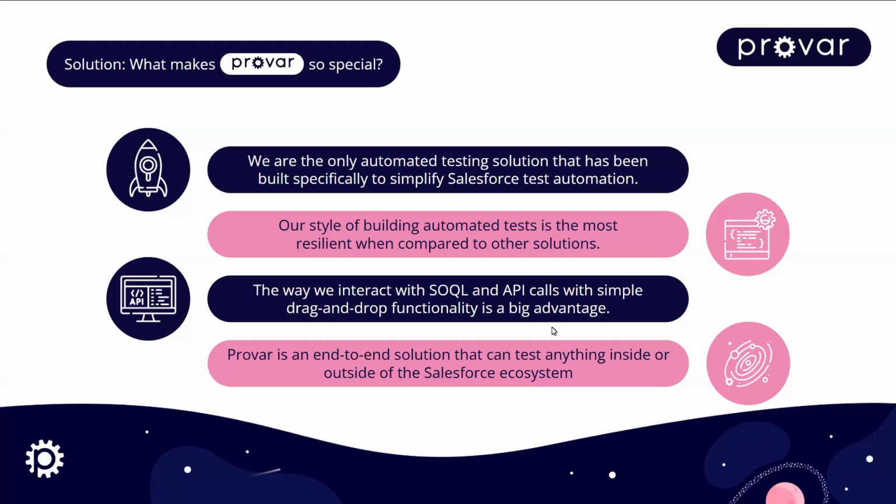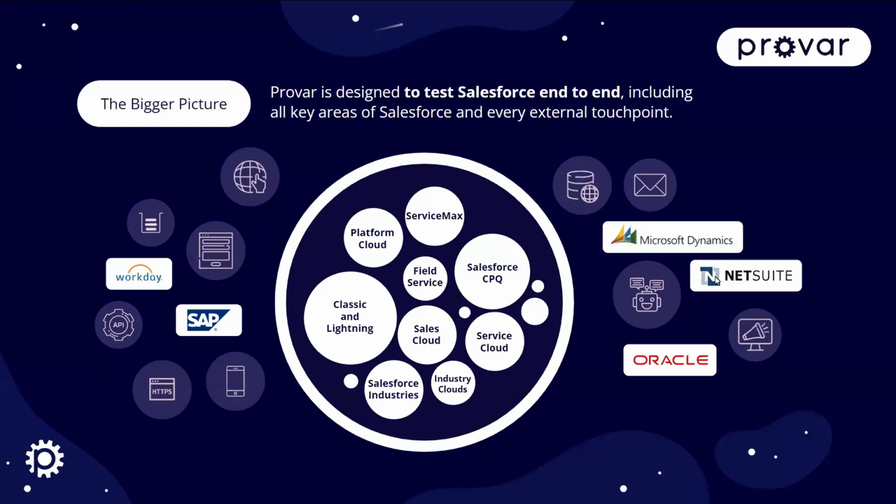Now, coming to the last point, that is end-to-end. Provar is a complete end-to-end solution. We are Salesforce first, but not Salesforce only. Provar is capable enough to test whatever renders on a browser. And in the bigger picture, along with the core Salesforce application, we can test any web application that renders on a browser.